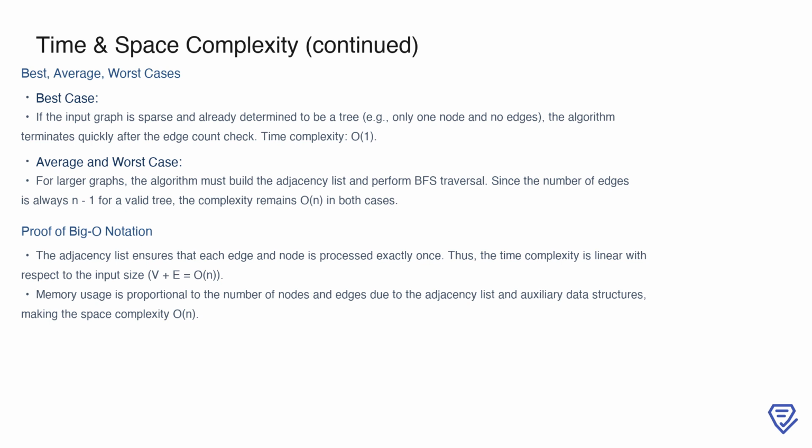For average and worst cases, the algorithm must construct the adjacency list and perform BFS traversal. Since the number of edges is always n-1 in a valid tree, the time complexity remains O(n), regardless of the input size. The big O notation is supported by the fact that each node and edge is processed exactly once due to the adjacency list. Memory usage is similarly linear, as it depends on the number of nodes and edges stored in the adjacency list and auxiliary structures. This ensures both time and space complexity are O(n), making the solution robust and efficient.